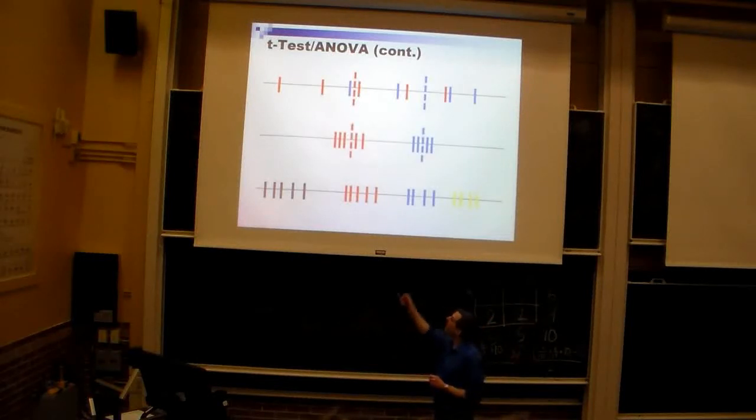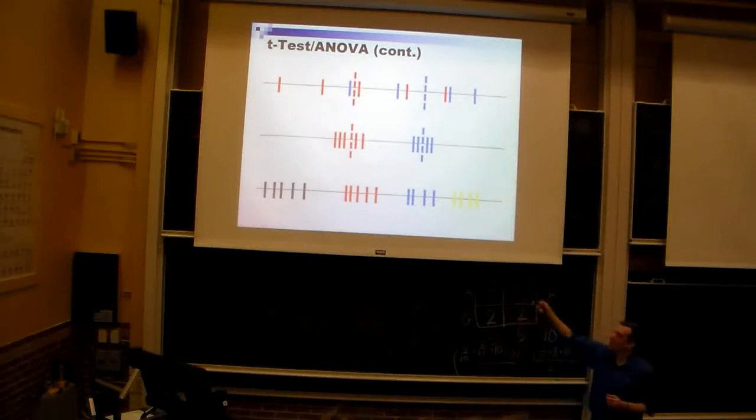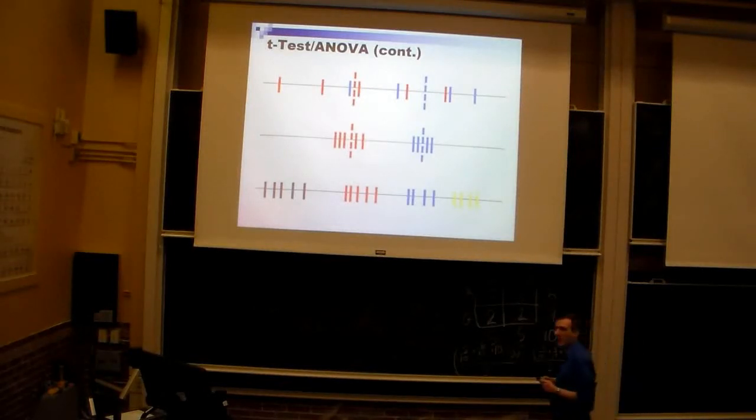In the second case, if we compute the means of the red and blue categories, we get about the same difference as in the first case. So our numerator would be about the same. But our denominator is much smaller. We have much tighter packing of the points within each of the categories.